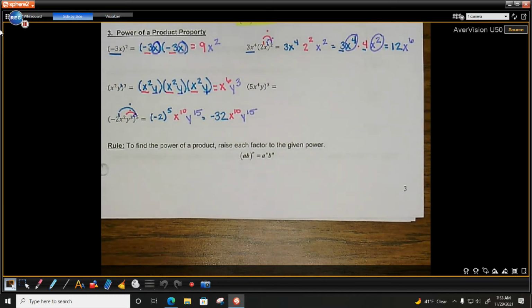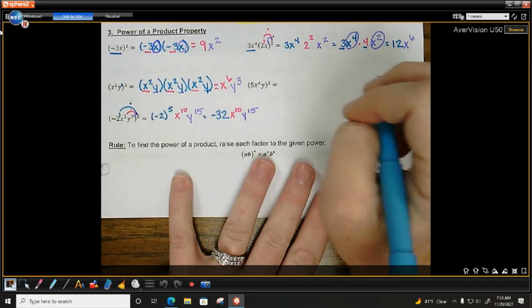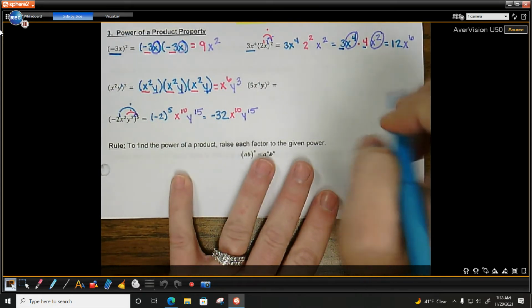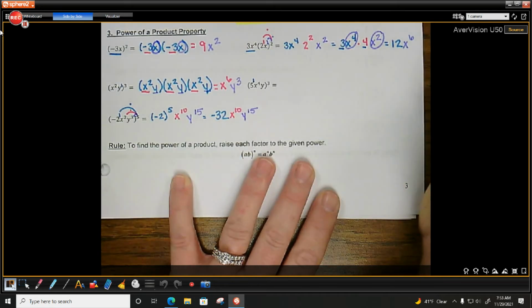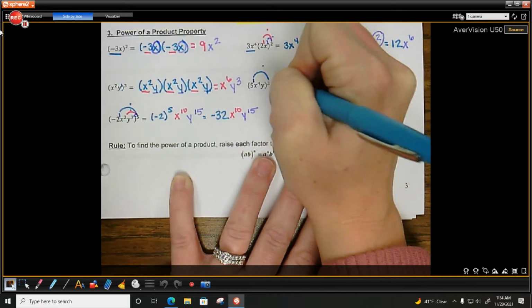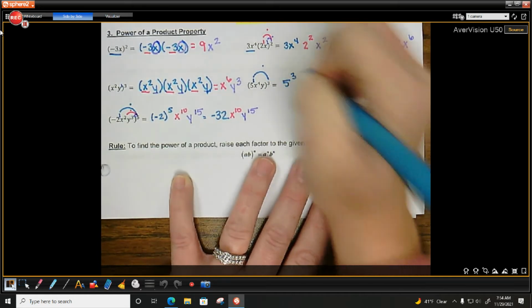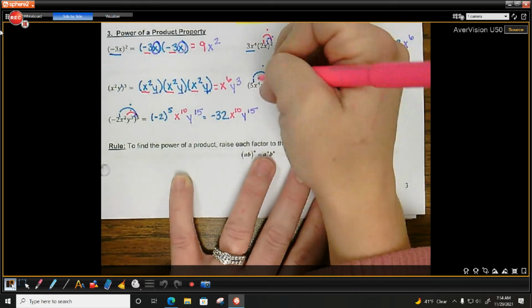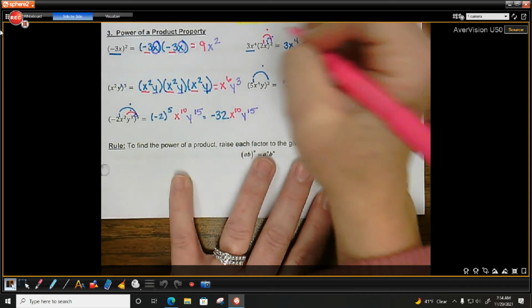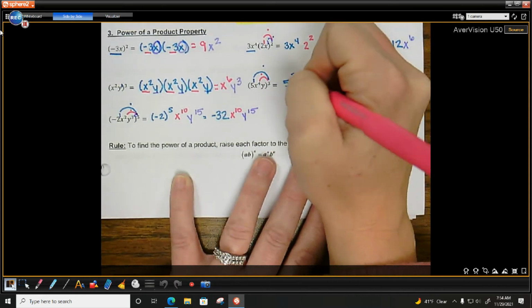Does my 5 have an exponent? It's not written. Very good. So I'm going to put a 1 there. Okay, so 1 times 3. So this is 5 to what power? The 3rd power. Very good. Does my x have an exponent? Yes. So 4 times 3. So x to the 12th power.